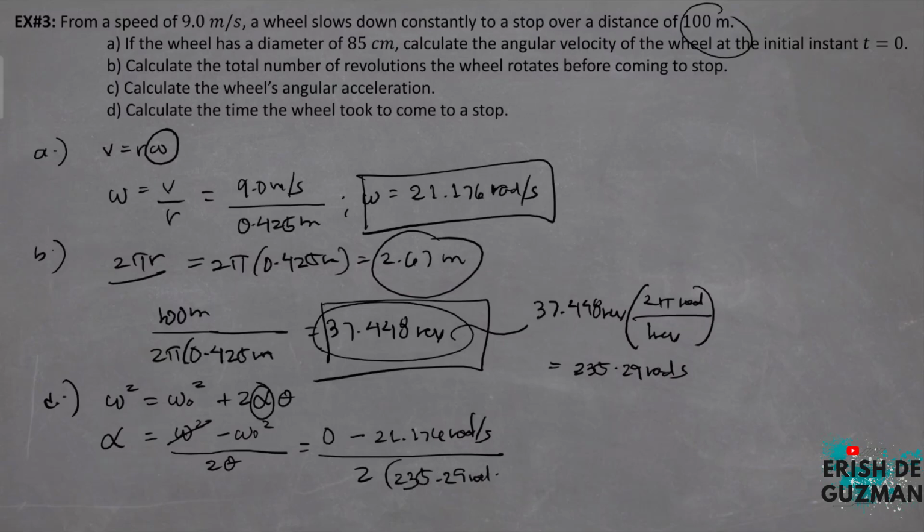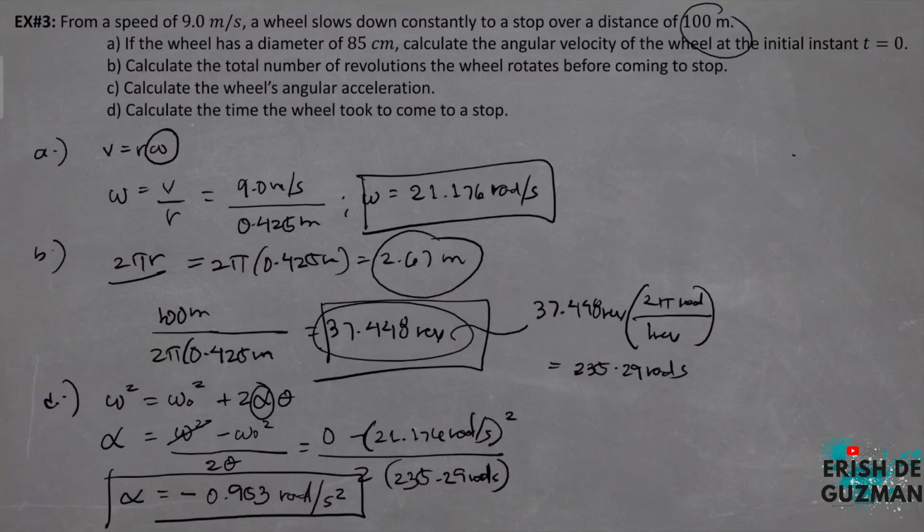Ito ilalagay natin dito. 235.29 radians. Square ito. And by calculating, the angular acceleration is equal to negative 0.953 radians per second square. This is the angular acceleration.